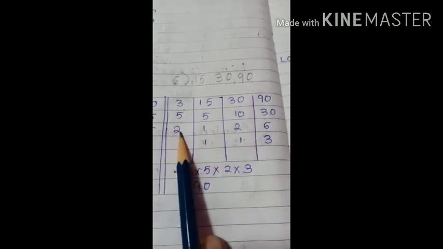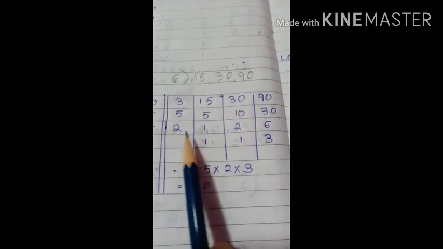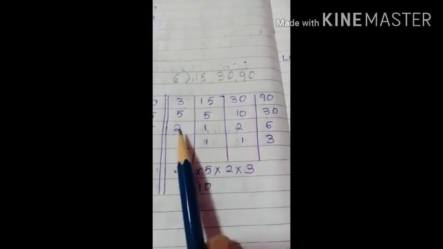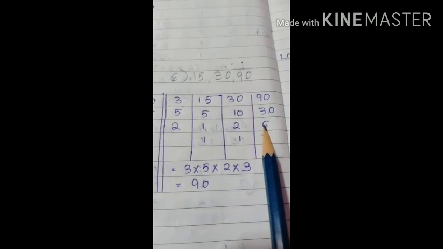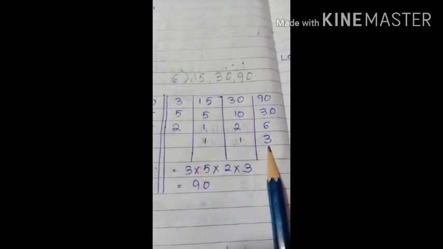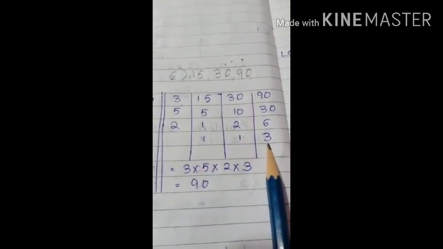So I wrote here 2. 1 will come as it is. 2 1s are 2, 2 3s are 6. So in the last step, what did I get? Prime number. So we have to stop here itself.